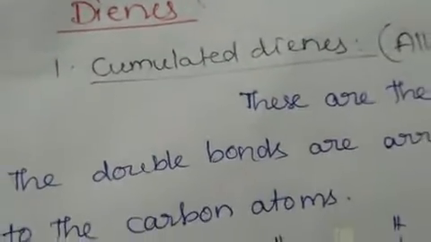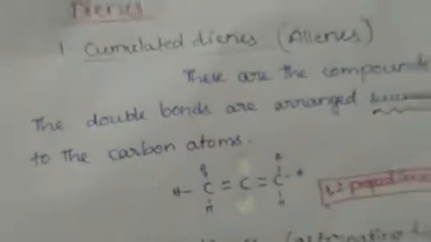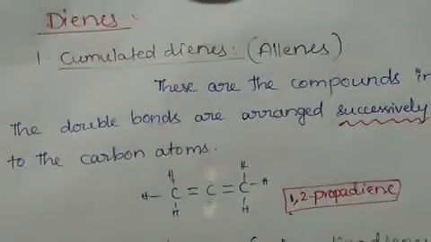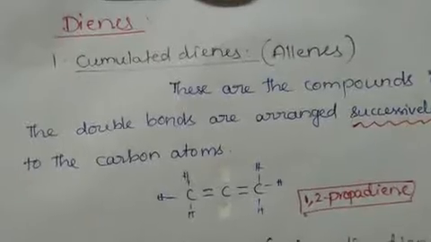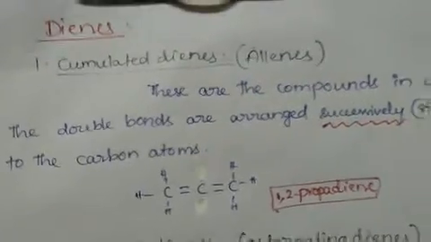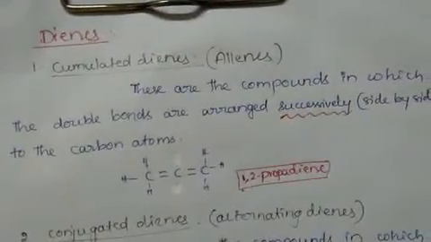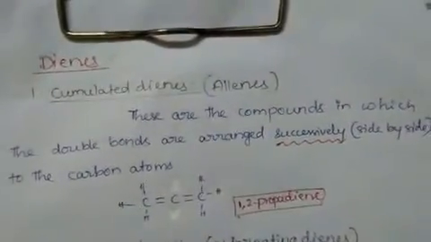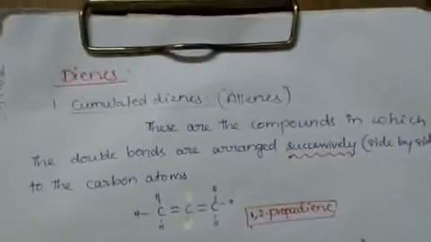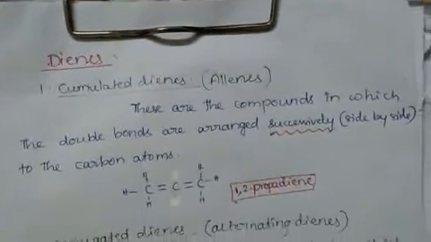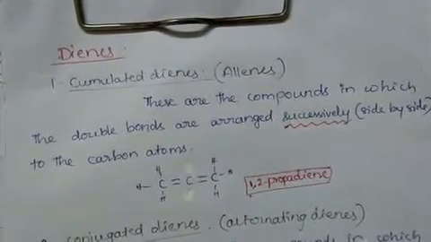One is cumulated diene. So what is cumulated diene? As the name indicates, cumulated means together. They are also called allenes. These are the compounds in which the double bonds are arranged successively. Successively means side by side. So if the double bonds are arranged successively, then those types of dienes are called cumulated dienes.